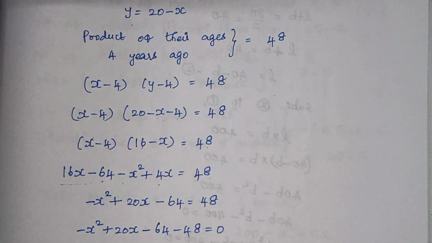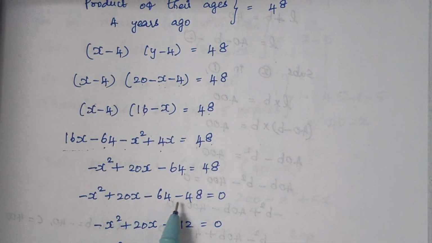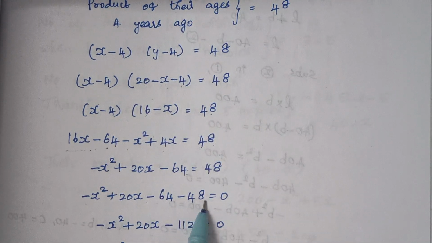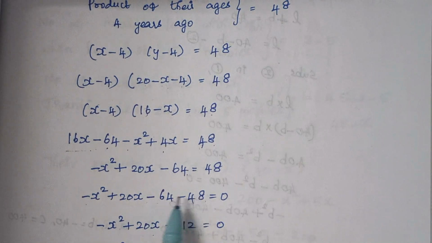So again I am moving this 48 to the left hand side, therefore plus 48 becomes minus. And here you see that I am writing these two terms as such, and when I simplify these two numbers, they both have the negative sign. So you have to write the negative sign as such, and you have to add these two numbers.